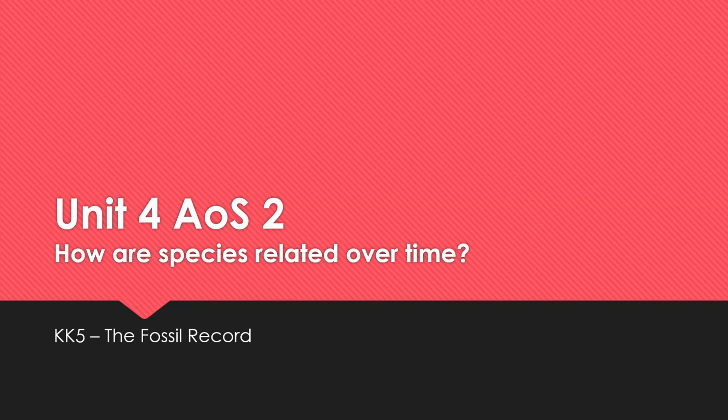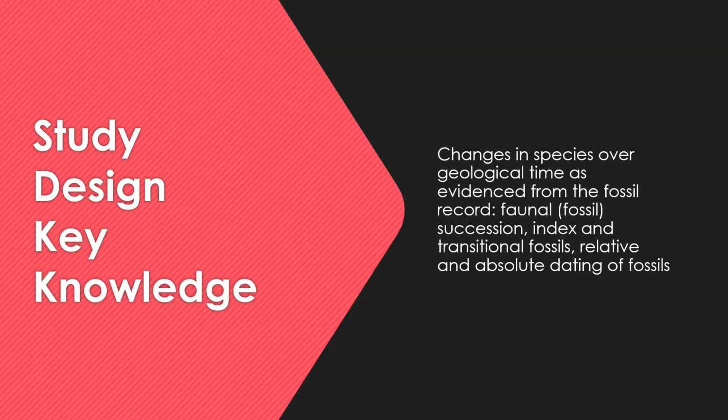Welcome to our PowerPoint on Key Knowledge Point 5, where we're going to look at the fossil record. Specifically, we'll be looking at changes in species over geological time as evidence from the fossil record, faunal and fossil succession, index and transitional fossils, relative and absolute dating of fossils. And all of these we're going to look at together to get a good understanding of how species can change over time.